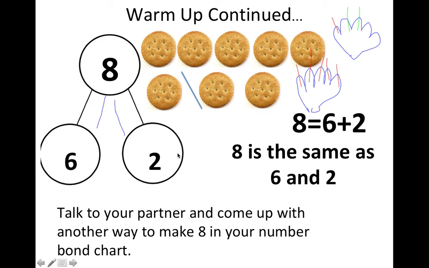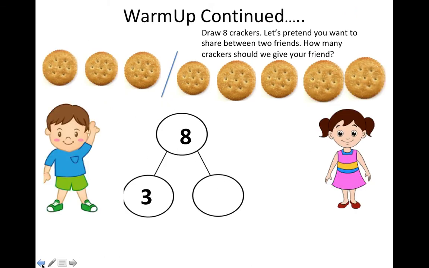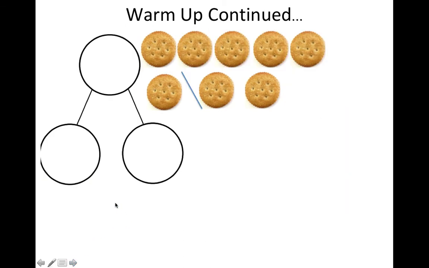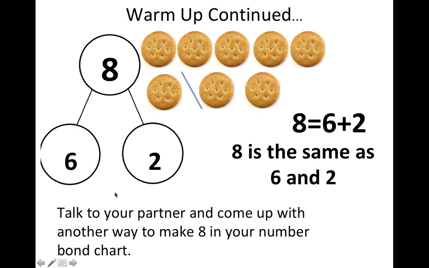You will not be using a 5 and a 3 like the way we used in the other number bond. You will also not be using 6 and 2, because those are the ones, 5 and 3, 6 and 2, we already used. I want you to come up with a different number bond with your partner.